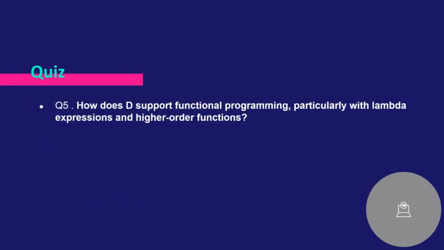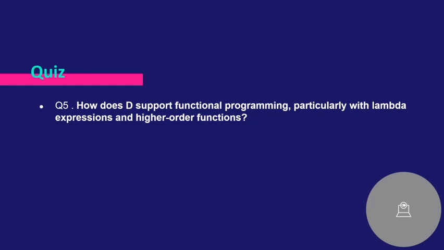Now, for the final question, how does D support functional programming, particularly with lambda expressions and higher order functions? As we studied in our course, or as you know, the functional programming paradigm is very useful for concurrency, and has a certain amount of features. These features are a lot, but mostly functions in the D language act as mathematical functions, and they have no side effects. So how does D support functional programming?